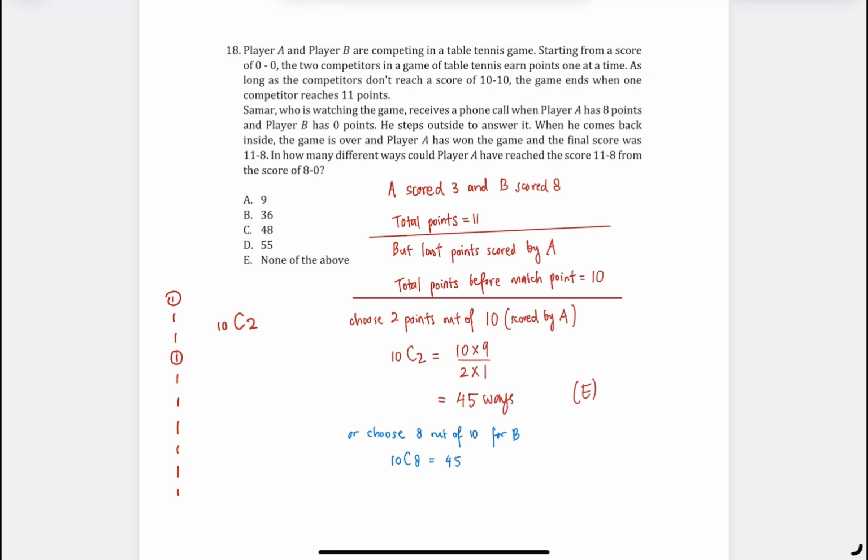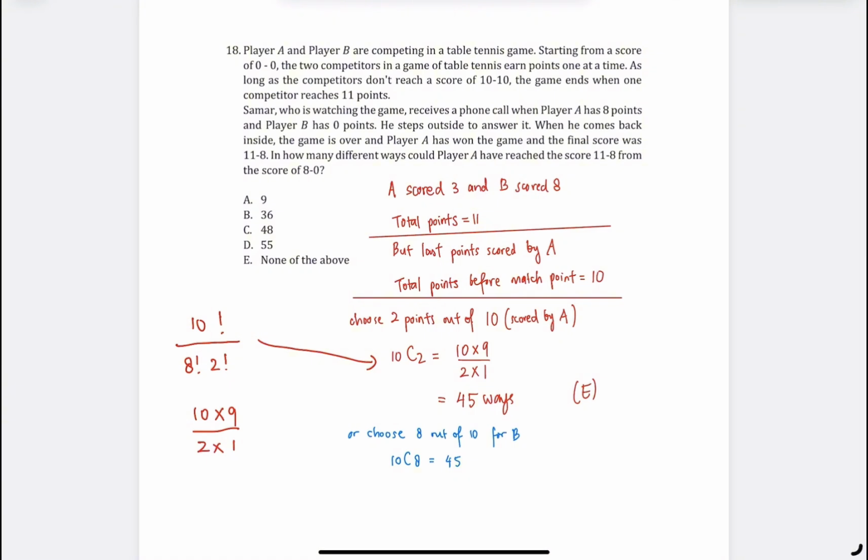Okay, how many ways are there? 10 choose 2, meaning 10 factorial divided by 8 factorial and 2 factorial. Or you can do it as easy as this: write down the two numbers starting from 10 and then over 2 times 1. Okay, there will be 45 ways.